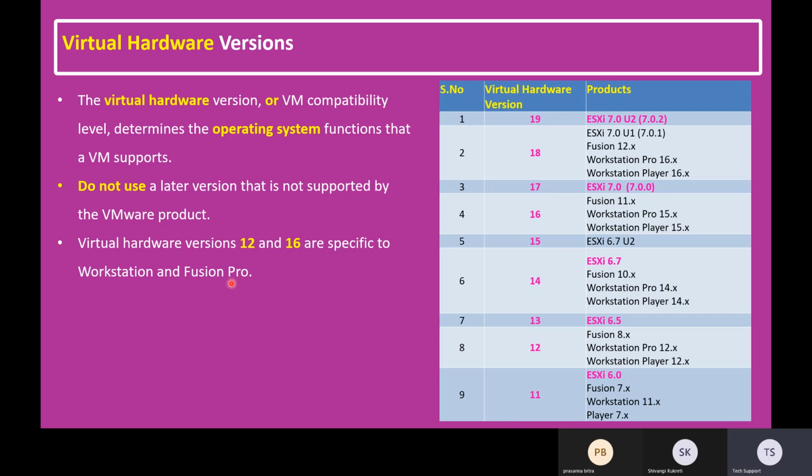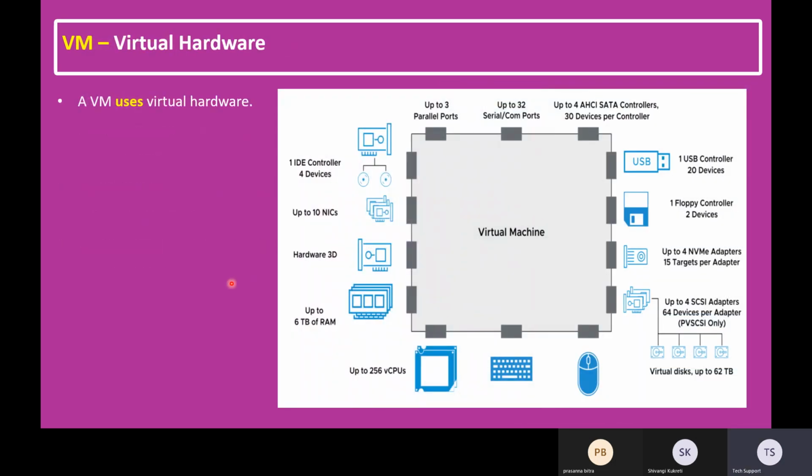Now we'll talk about some more additional points on virtual hardware. A virtual machine uses virtual hardware. We are familiar with the CPU and memory, and also with the NIC card and disks. Let's talk about some additional hardware components. This diagram I just captured from the VMware website. Within our virtual machine, we can assign a maximum of up to 256 virtual CPUs.